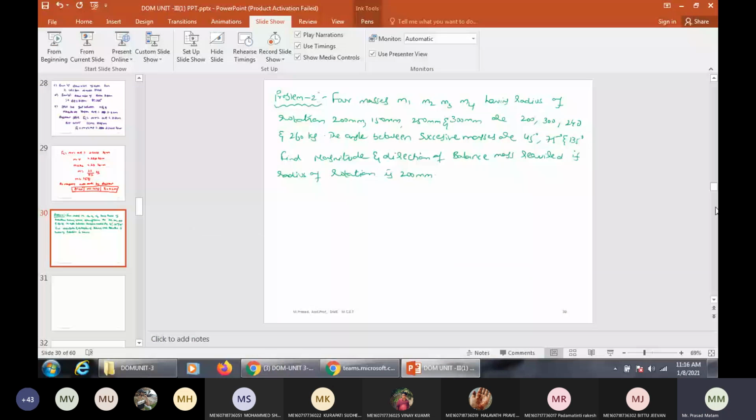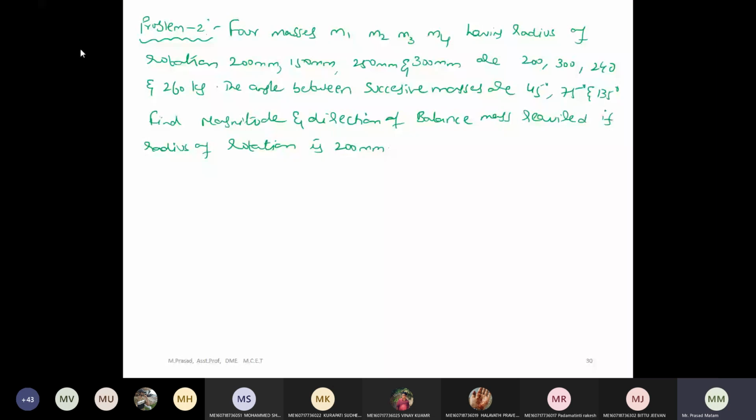Okay, try to solve this problem. Here we are having 4 masses m1, m2, m3 and m4 having radius of rotation 200 mm, 150 mm, 250 mm and 300 mm. And the masses m1, m2, m3 and m4 are 200 kg, 300, 240 and 260 kg. The angles between successive masses are 45, 75 and 135. Same angles I am giving. Find the magnitude and direction of the balance mass required if radius of rotation is 200 mm.